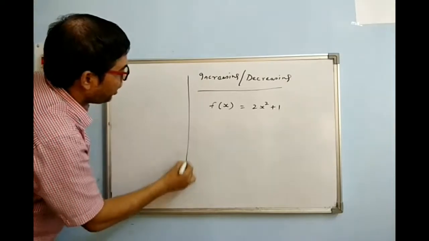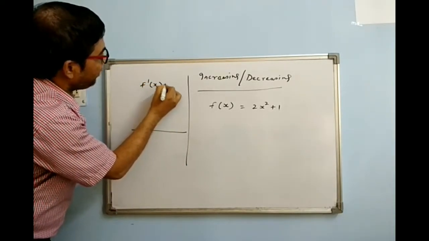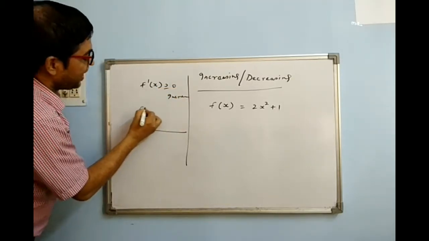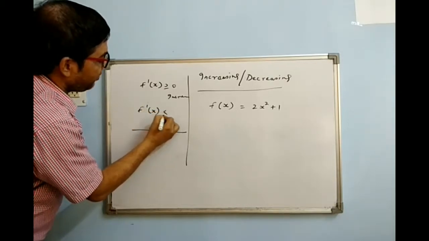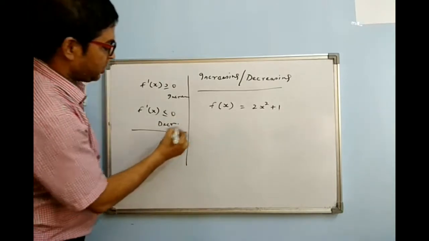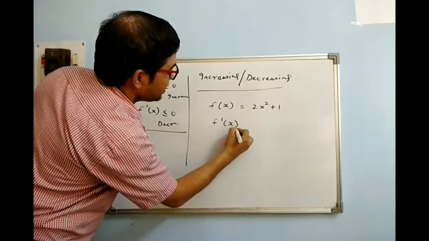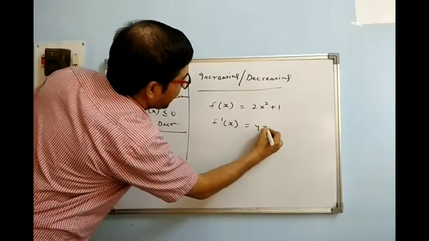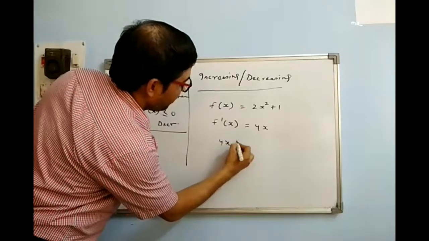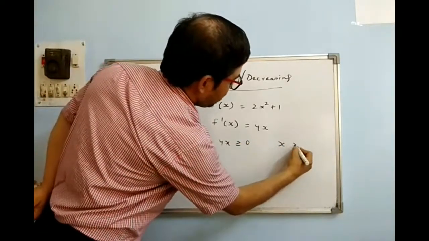You just keep a rule in view that when f dash x is positive, the function is increasing. When f dash x is negative, the function is decreasing. For this particular function, if I have to check, I will find f dash x, which is coming out to be 4x. This will be greater than or equal to 0 when x is positive.